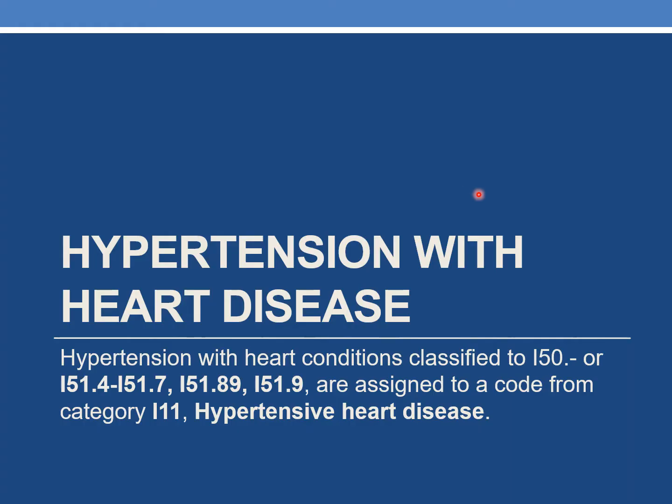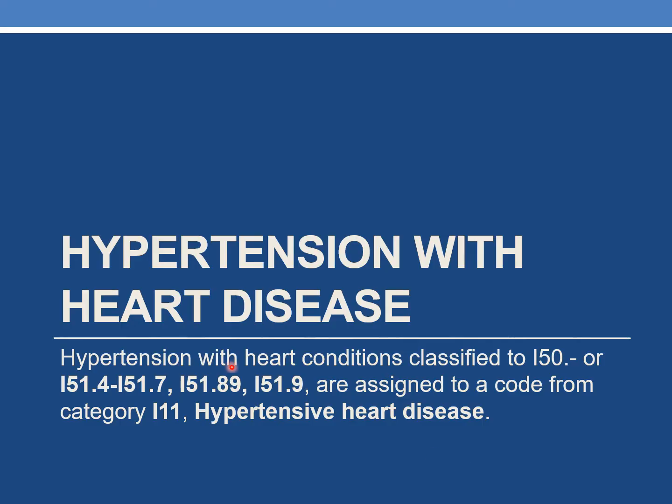Now coming to hypertension with heart disease. Hypertension with heart conditions classified to I50, the codes which govern heart failure, or I51.4 to I51.7, and additionally I51.89 and finally I51.9, are assigned to a code from category I11, hypertensive heart disease.